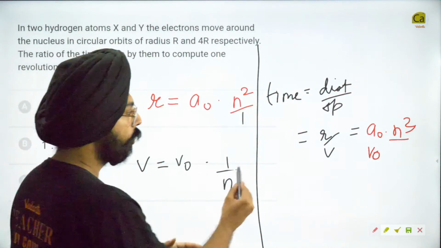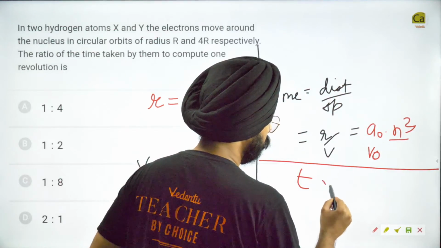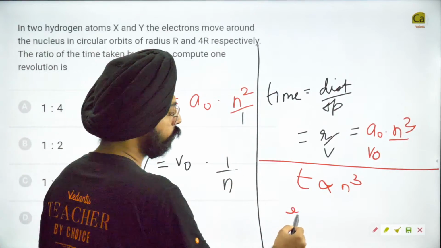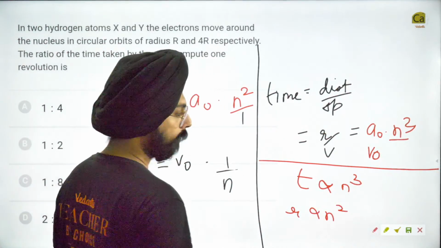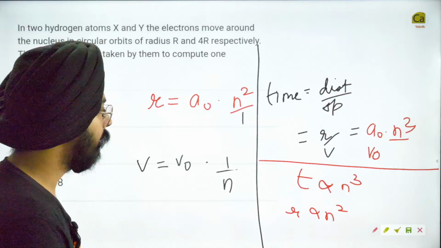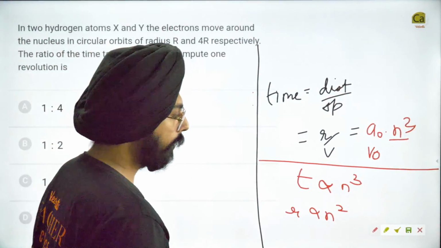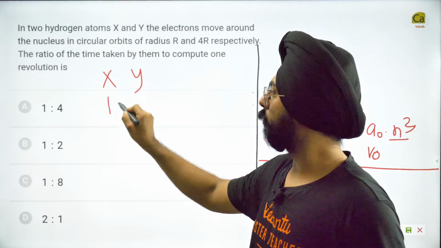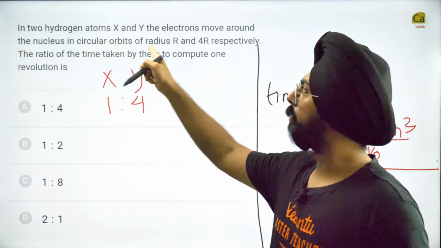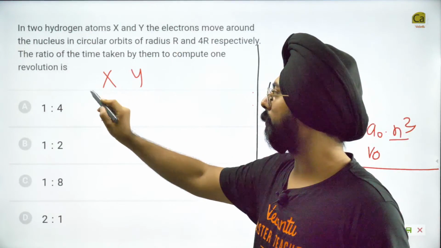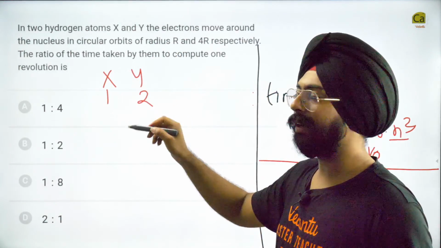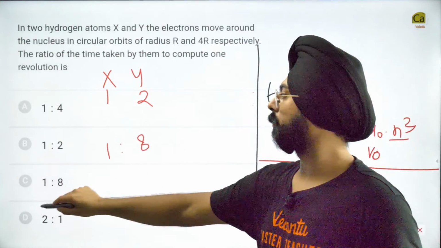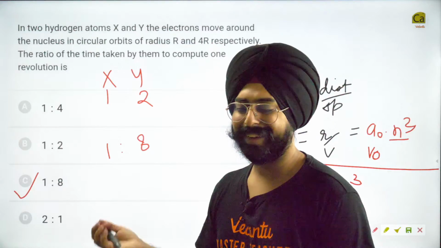From this analysis, we have figured out that time period is proportional to n cube and the radius is proportional to n square. Fine. So now that we have these two pieces of information, all we need to do, x and y, 1:4 is the radius. So n will be 1 for x, 2 for y. So time periods will be in the ratio of 1:8. Option C is correct. Question A.